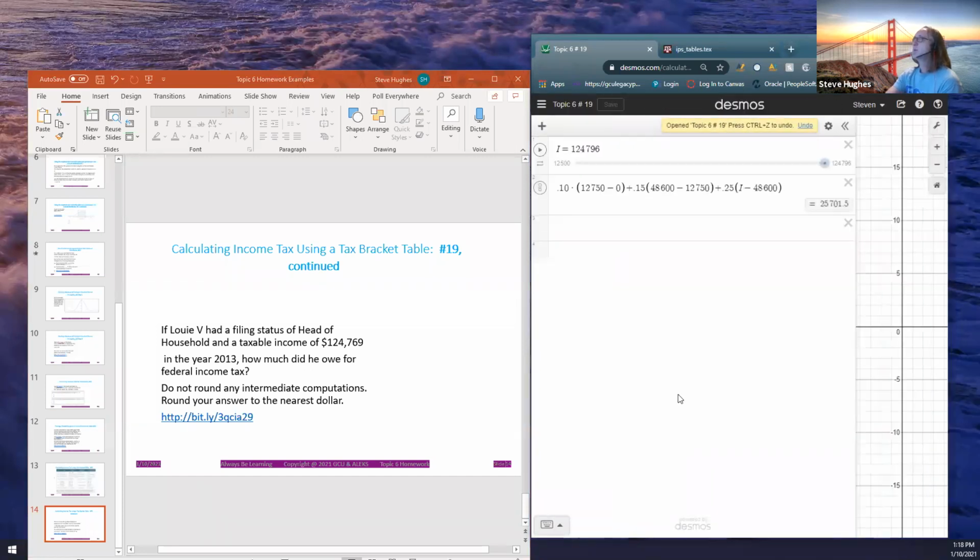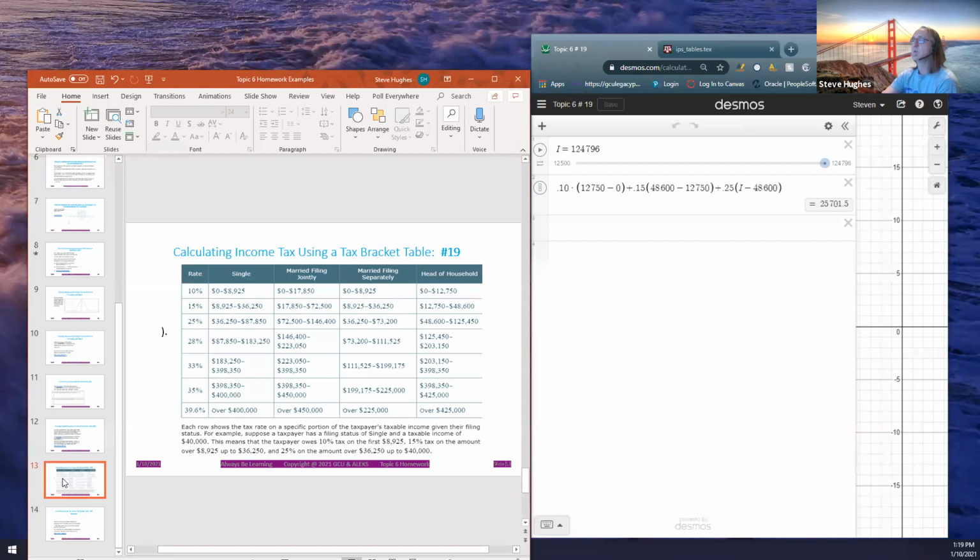All right, here we are. Notice I set up a little table here, everybody, for income. That's I. And I put in the 124,769, and here is the calculation I'm using. Notice it begins with 10%. Let's pull up our table back here again. Let's pull this back up.